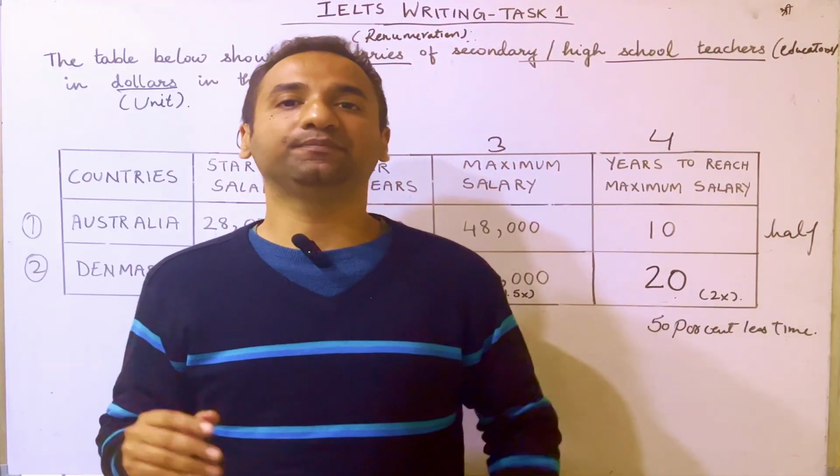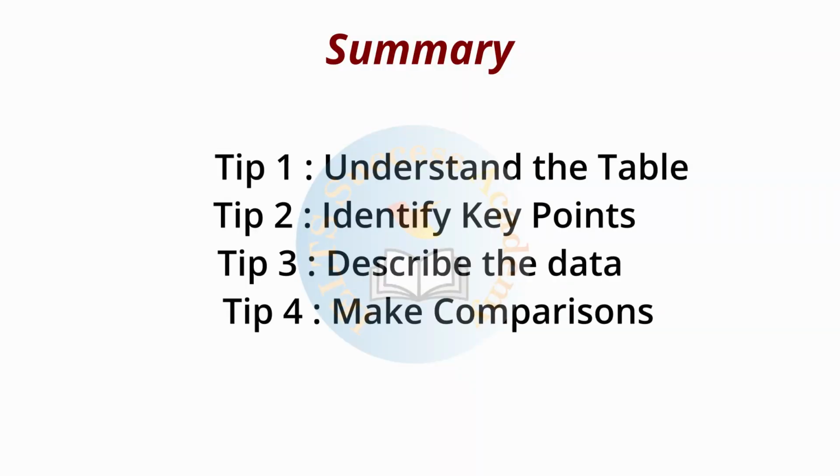So in summary, understand the table, identify key points, describe the data, and make comparisons, okay?